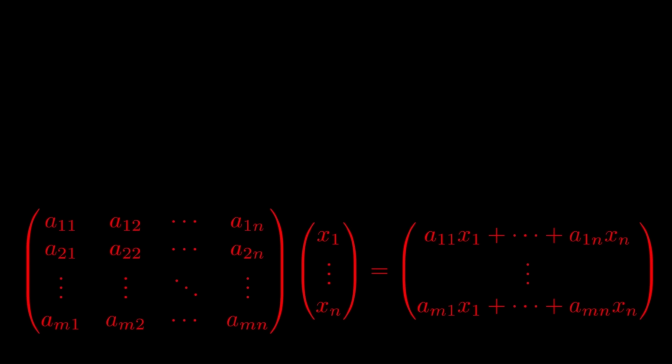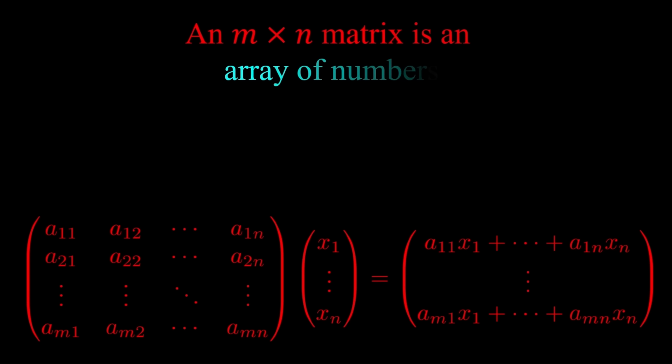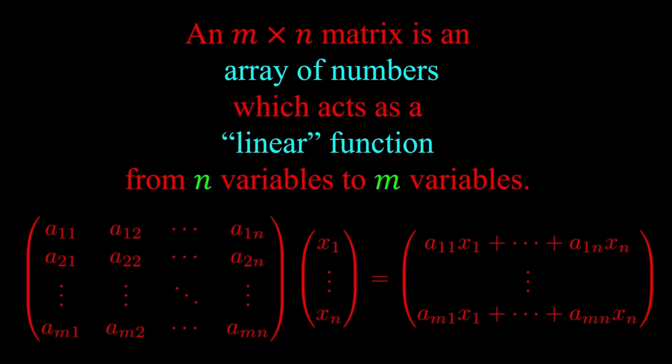Okay, so just so you're on the same page as me, I'm saying that an m by n matrix is an array of numbers, but it acts as a function from n variables to m variables. And it has really nice linear properties. By linear, I mean it has those nice properties of addition and scaling.